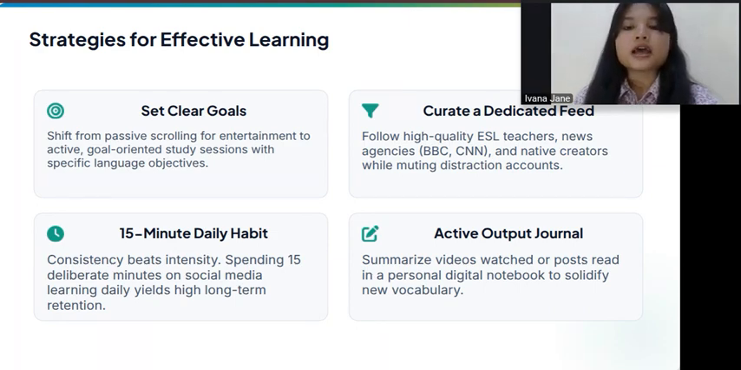distracting. The third one is to use the 15-minute rule. It is better to study a little bit every day. Tell them to spend just 15 minutes a day on English social media because this works better than studying for 3 hours once a week. And then the last one is to keep a learning notebook, like a journal. So ask your students to write down 3 new words or a short summary of a video they watch each day.